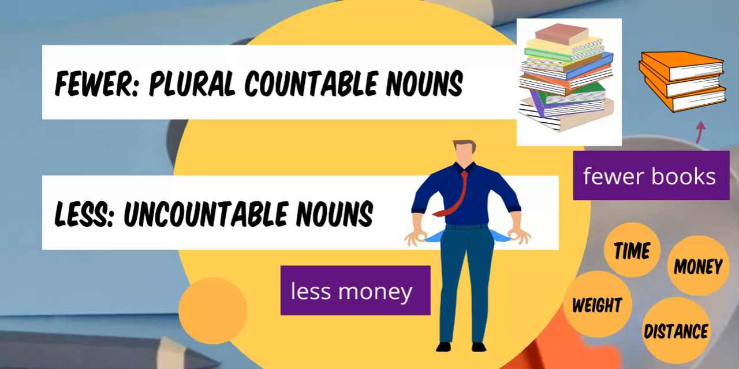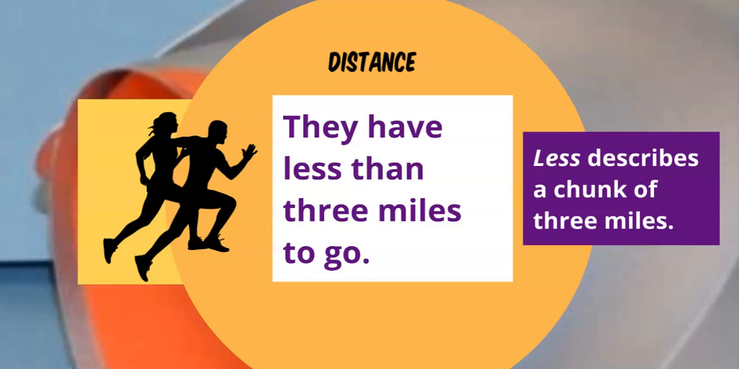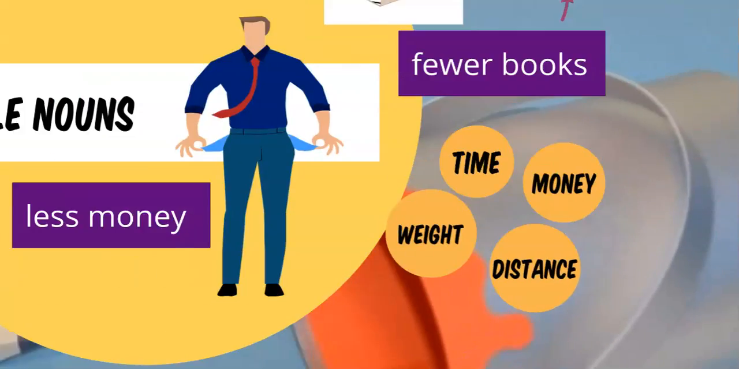Another exception is with distance. For example, they have less than 3 miles to go. Again, we would expect this to be fewer miles because miles are countable. The idea behind less is that it's describing a chunk of 3 miles.